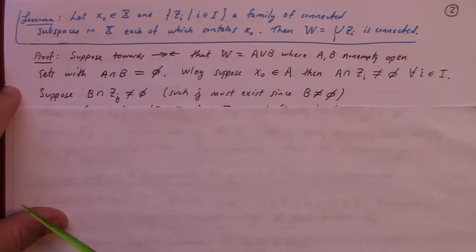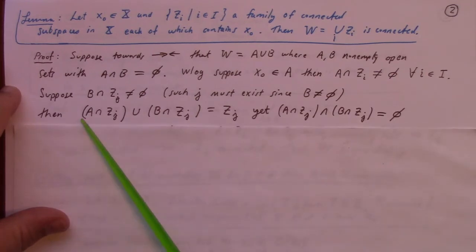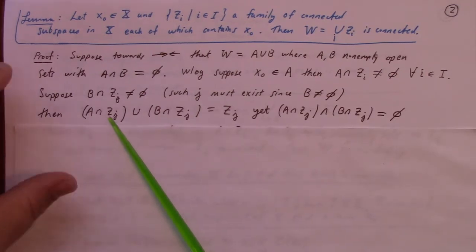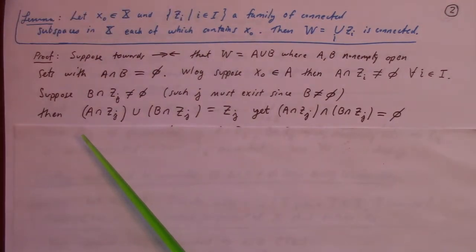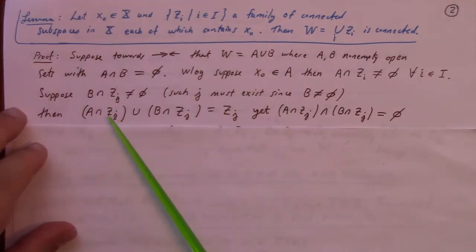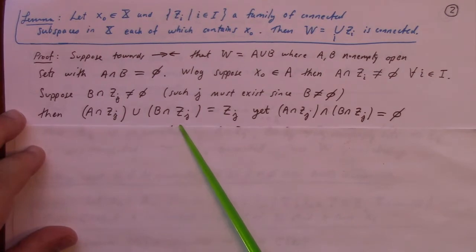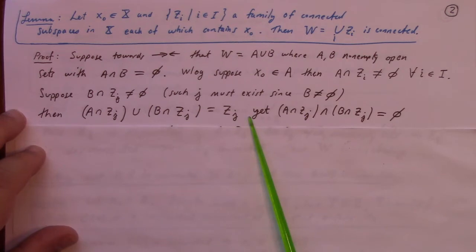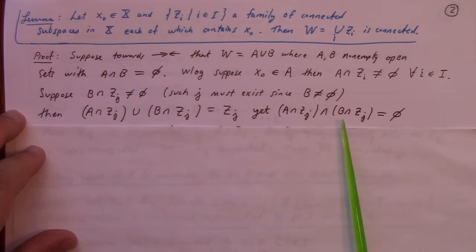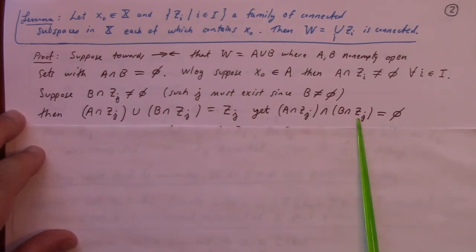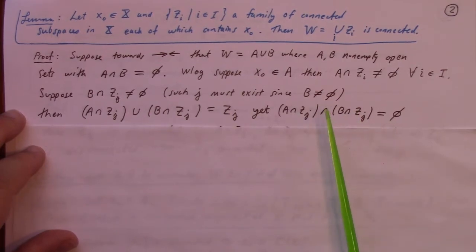So what does that give us? Looking at the intersection of A with Zj and B with Zj, their union is Zj. Yet the intersection of A with Zj and B with Zj must be empty, because one is a subset of A and the other is a subset of B, and A and B intersect in the empty set.